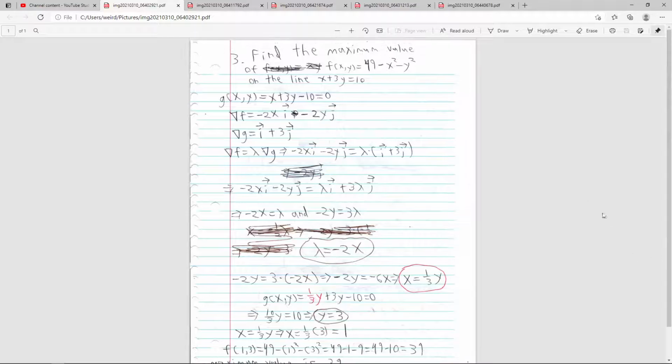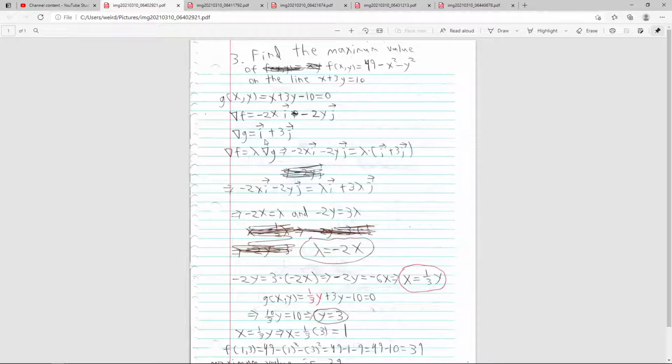This one only takes one page. Find the maximum value of f of xy equals 49 minus x squared minus y squared on the line x plus 3y equals 10. So f of xy is given, and g of xy will be this. It's what it's on, the line, so that's also the hint for g. So you subtract 10 and get it equal to 0.